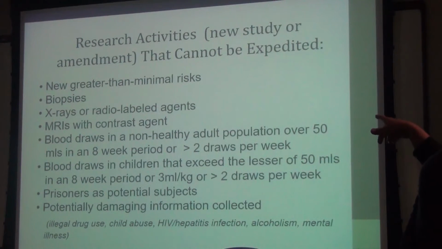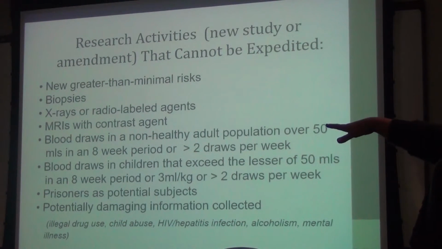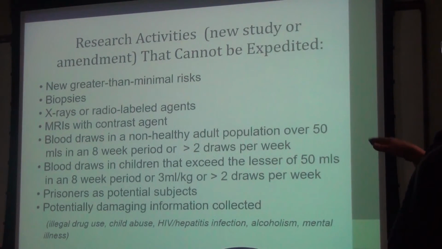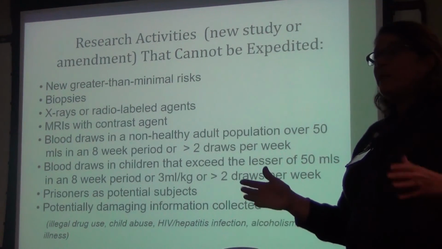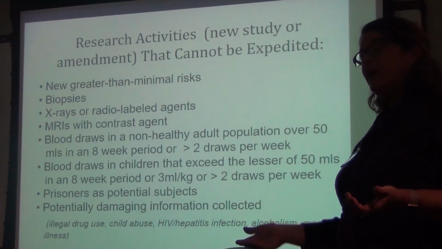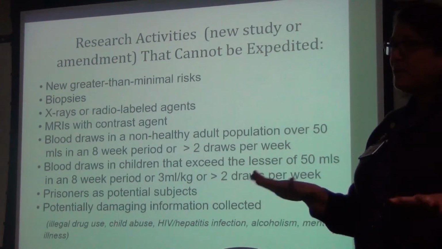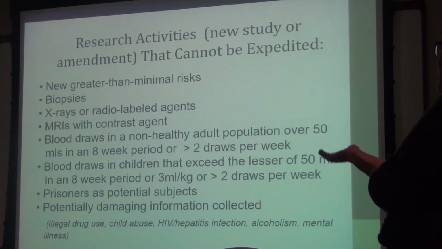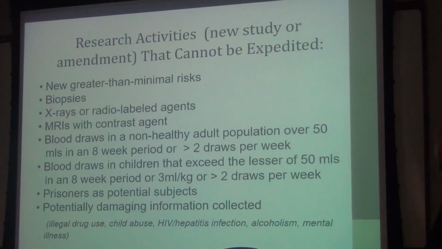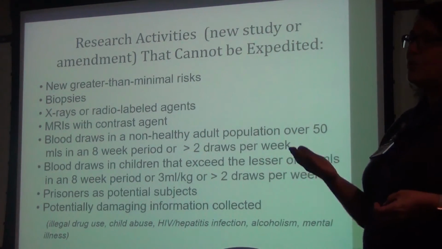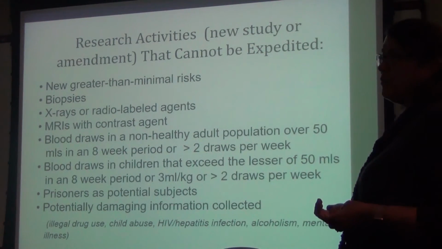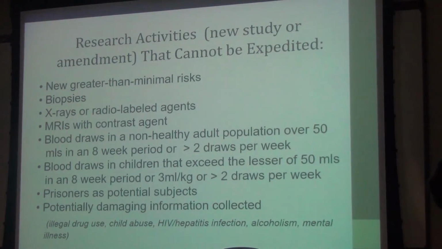We're pretty fast here. Prisoners, I already talked to you about potentially damaging information, and I've had this come through as expedited, where somebody wanted to ask kids about their sexuality. It's like, no, that goes to full board. I'm not approving that, right? HIV, hepatitis, alcoholism, mental illness, that's not expeditable. That is something that needs to go to full board with a lot of people thinking about this.